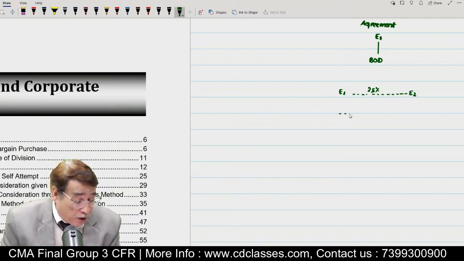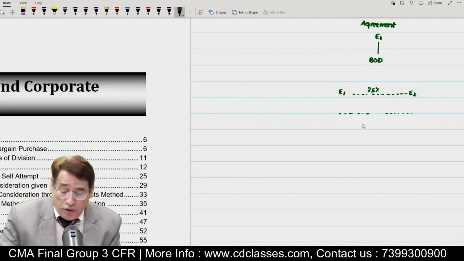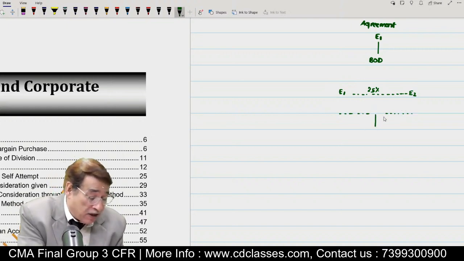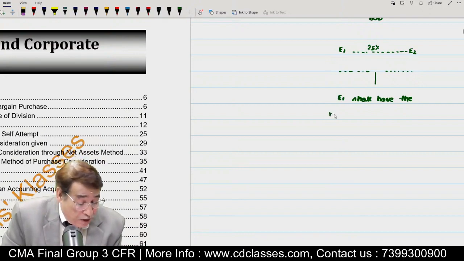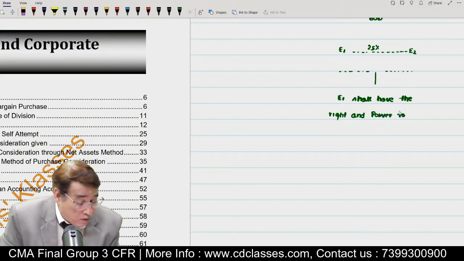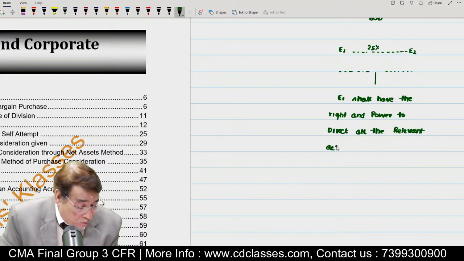However, let us say there is an agreement between E1 and E2. When I say there is an agreement between E1 and E2, it means the shareholders of E1 and E2 have agreed that E1 shall have the right and power to direct all the relevant activities of E2.